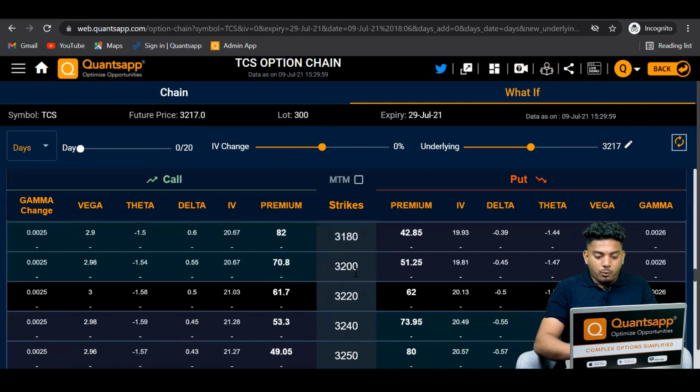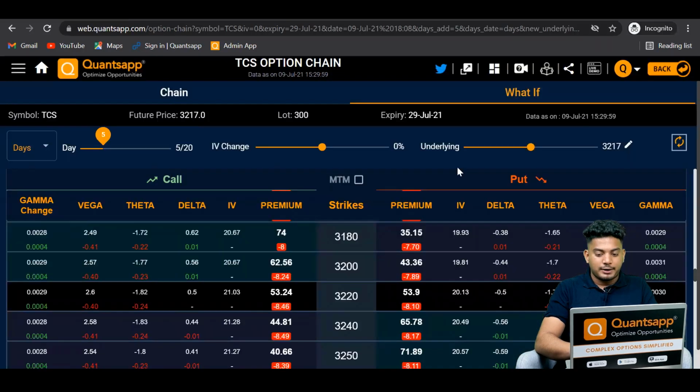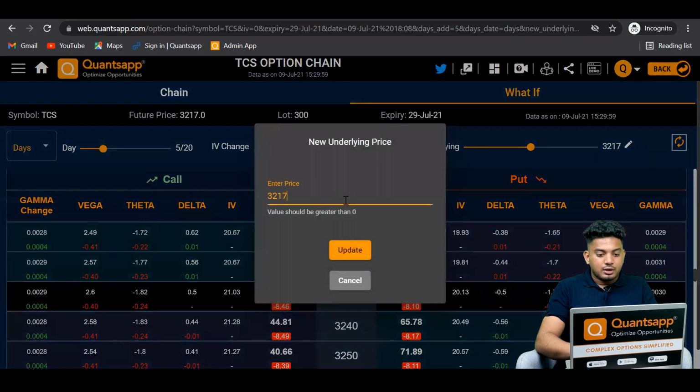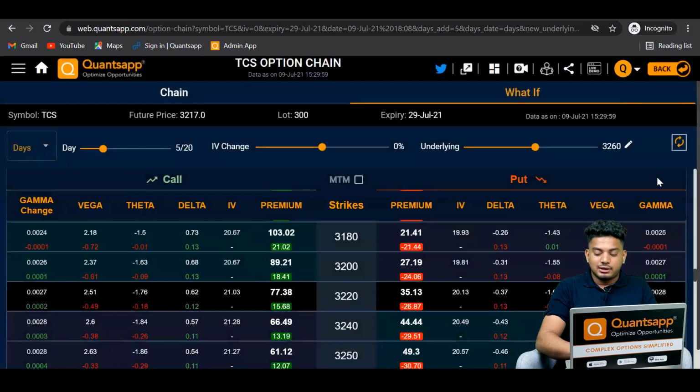300. Now what will happen to this option 5 days from here? I'll just move the day slider to 5 days. In the next 5 days, if TCS's price goes up till 3260 rupees, what is going to be the impact of the change in the underlying price on the premium? The premium which was quoting at 61 rupees has moved directly to 77 rupees. So this 15.68 rupees becomes our profit.